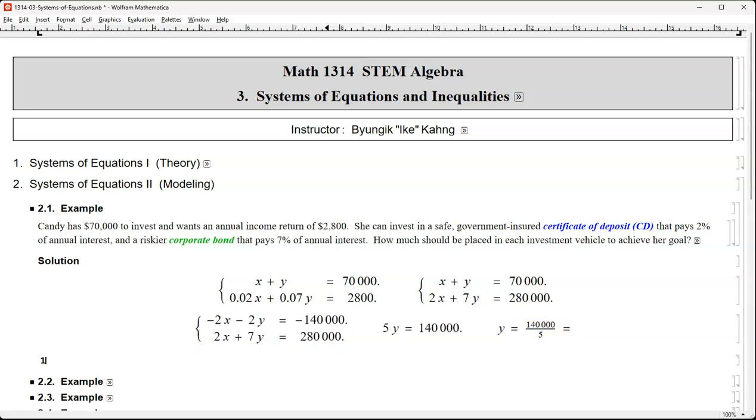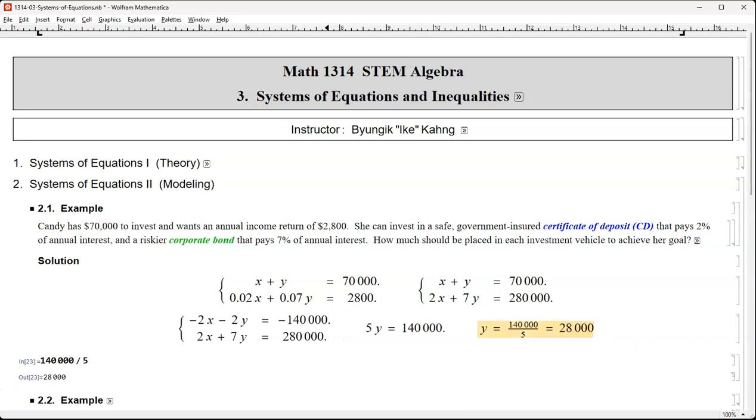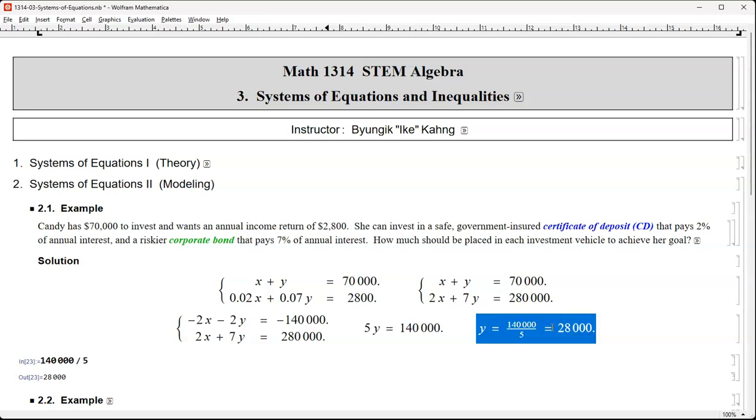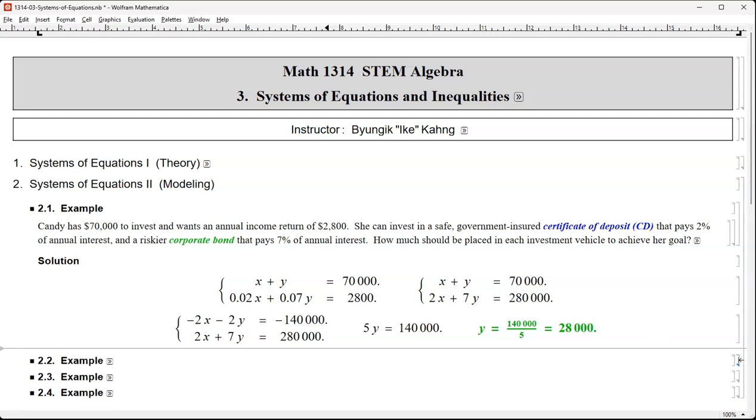So what is this? 28,000. Okay, all right, I got it here. Corporate bonds of $28,000. So the total is 70,000, and among those 28,000 go to the corporate bonds. So the rest will have to go to the CD.